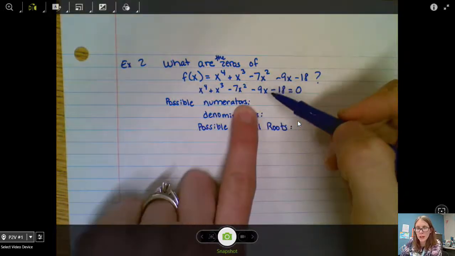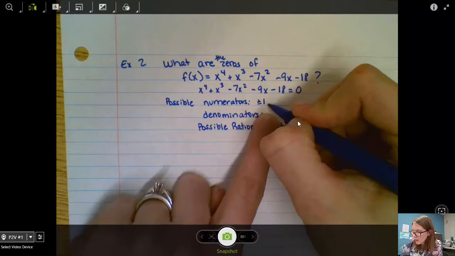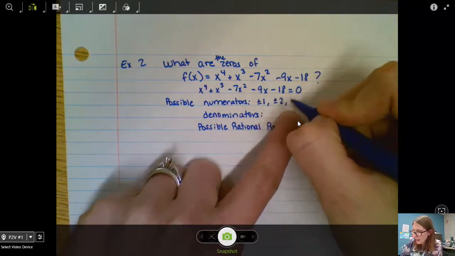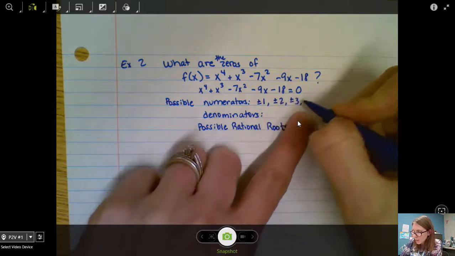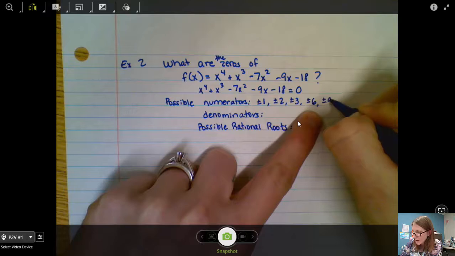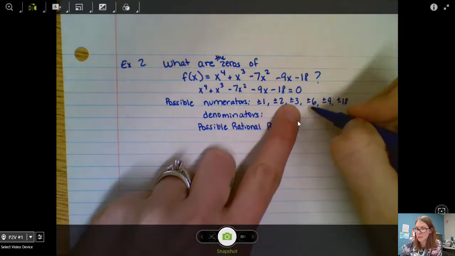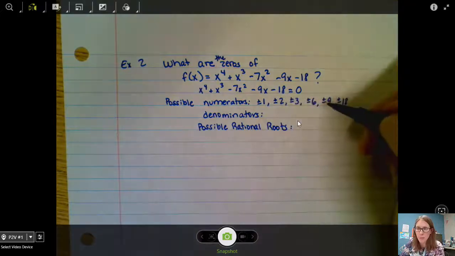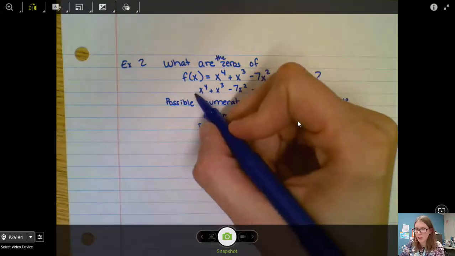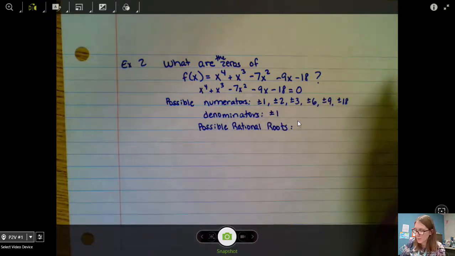My possible numerators, numbers that multiply to 18, could be 1 and 18, 2 multiplies to 18, so does 3, 4 and 5 don't, but 6 does, 9 does, and 18. Okay, 1 times 18, 2 times 9, 3 times 6. You really don't have to write them in order, but I kind of like to. And then denominators, numbers that multiply to your coefficient here, which is 1. Only options plus or minus 1.